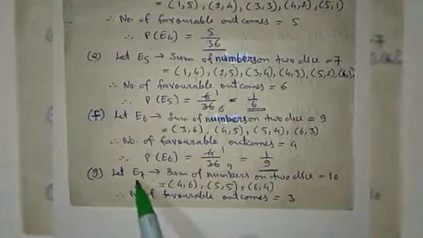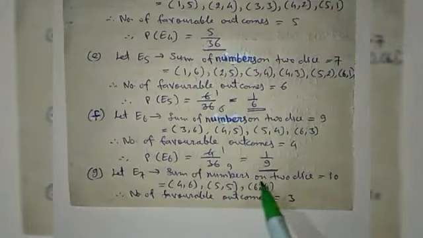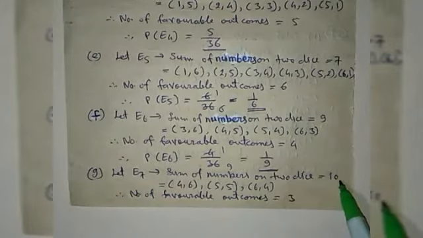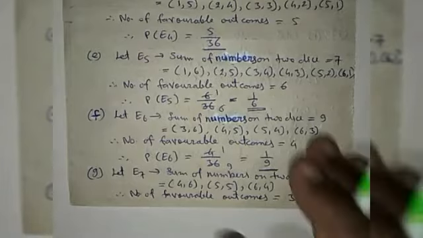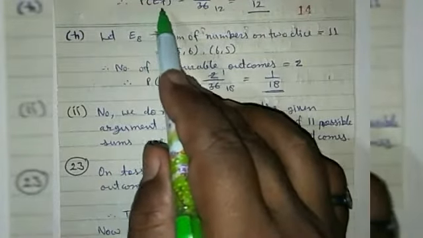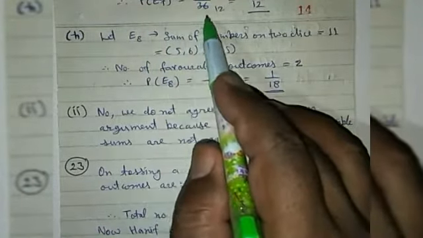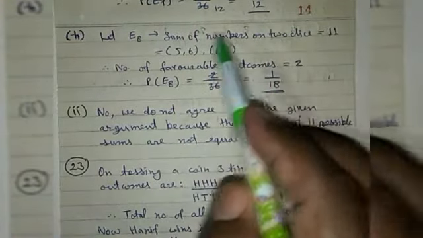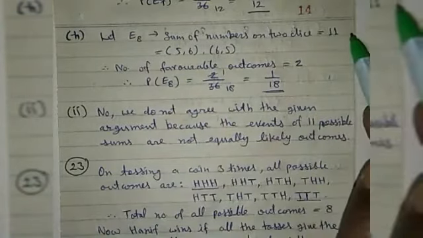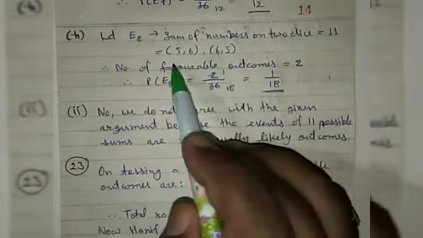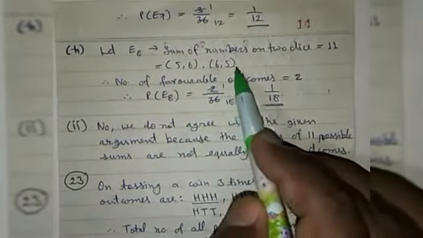In the next, let E7 be the sum of numbers on 2 dice equal to 10. So here are only 3 possible outcomes, (4,6), (5,5) and (6,4). So the favorable outcomes are 3. Hence probability P(E7) equals 3 upon 36, that is equal to 1 upon 12. In the next part, let E8 be the sum of numbers on 2 dice equal to 11. So it has only 2 outcomes, (5,6) and (6,5).